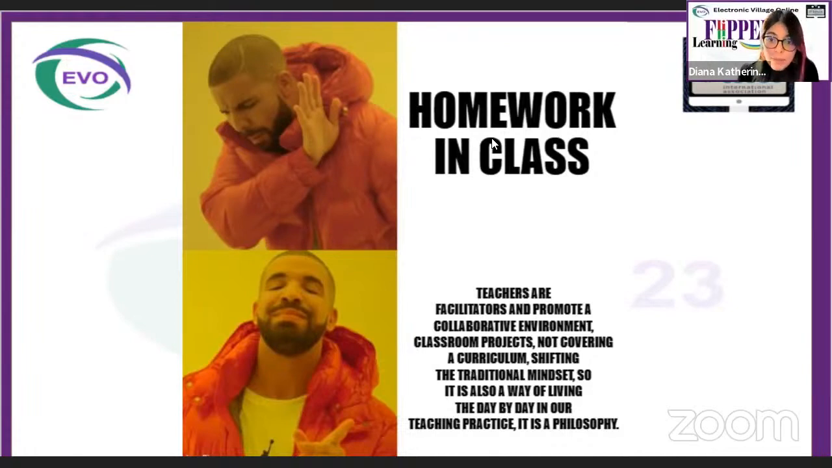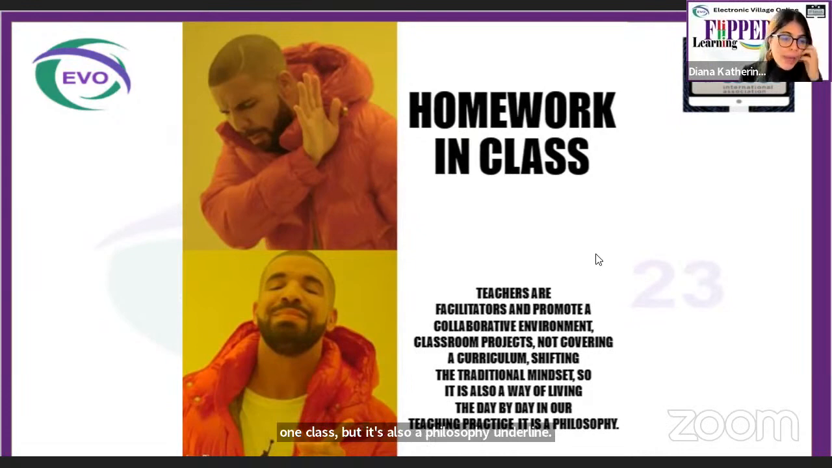So we also talk about classroom projects, shifting our mindsets. So we think about growth mindset, mindfulness, in our teaching day-by-day practice. It is our philosophy. So it's not just about implementing the model in one class. It's not only implementing technological tools in one class, but it's also a philosophy underlying it.